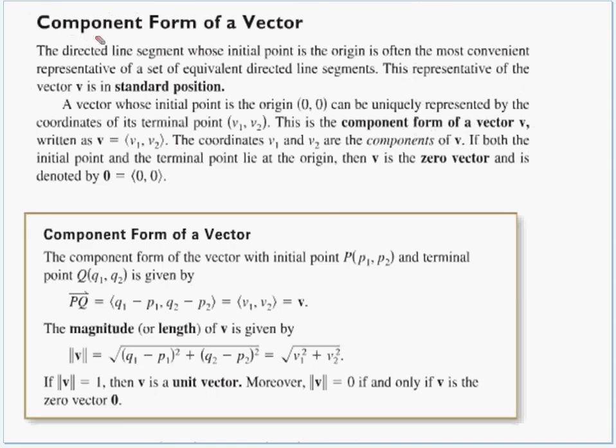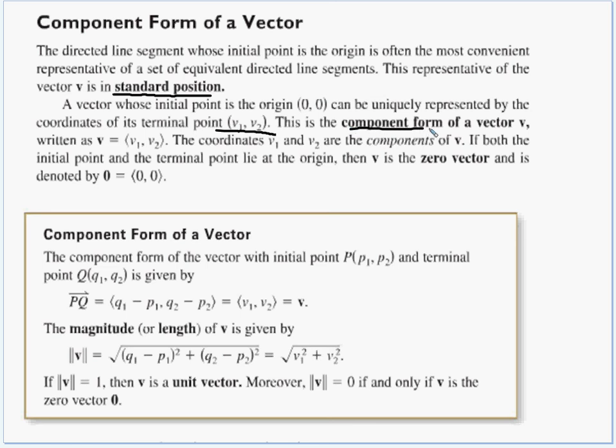Now here, component form of a vector. The directed line segment whose initial point is the origin is often the most convenient representative of a set of equivalent directed line segments. This representative of vector v is in standard position. So standard position, initial point is at the origin. A vector whose initial point is the origin can be uniquely represented by the coordinates of its terminal point. So that would just be a point in the plane, an x and a y coordinate, or here v sub 1 comma v sub 2.